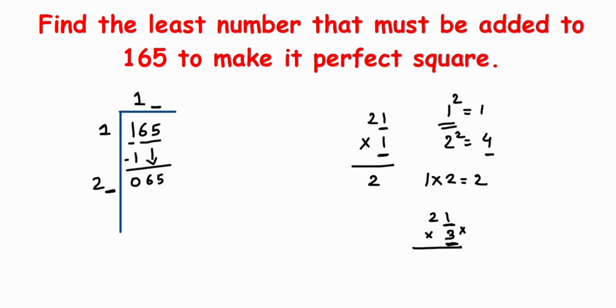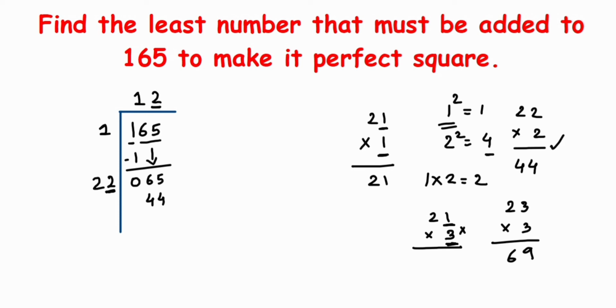It's still small because we have the number 65. So let me take 2. So 22 into 2 is 44. Okay, let's try with 3. So 23 multiplied by 3 is 69. That is becoming greater. So let us go with 2 itself. I'm going to write down here 2 in the ones place and 2 in the quotient. So 22 twos are 44. Subtract it. You will get here 21.